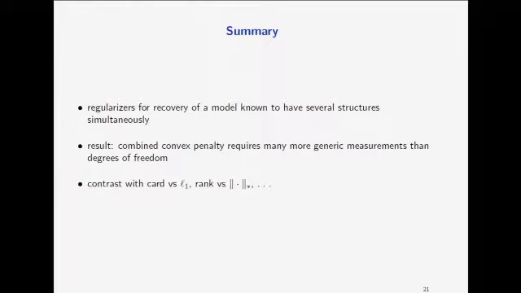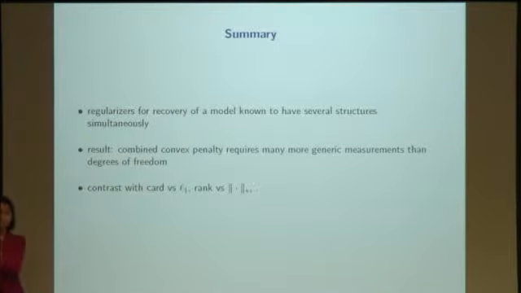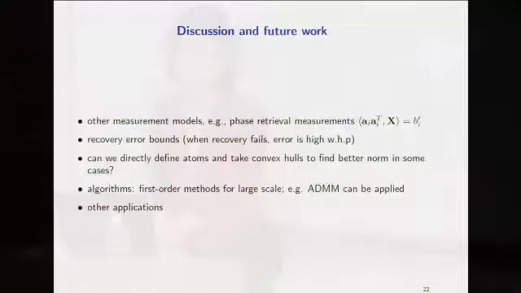But to summarize, we would like to have regularizers that would recover a simultaneously structured object. The most common thing to do is you take a convex combination of known penalties or norms that promote each of these structures and minimize those. However, surprisingly, such a program has a bad performance in the sense that it requires many more generic measurements than what you would expect based on degrees of freedom of the object. Contrast this with how well L1 works compared to cardinality, and how well trace norm works compared to rank. There were no gaps in these recovery results, but simultaneous recovery has a big gap.